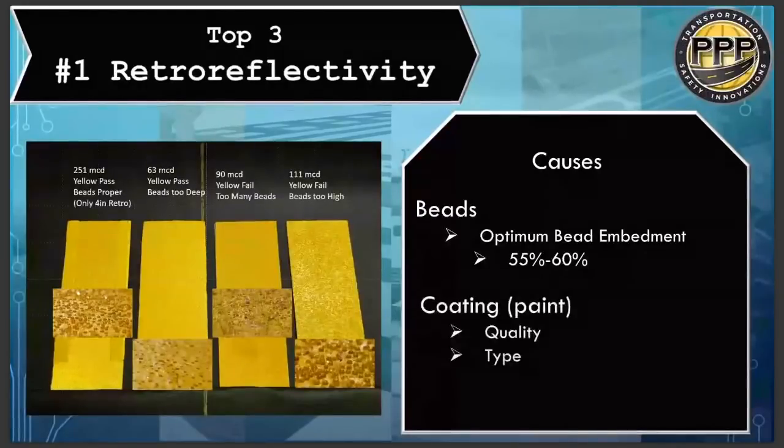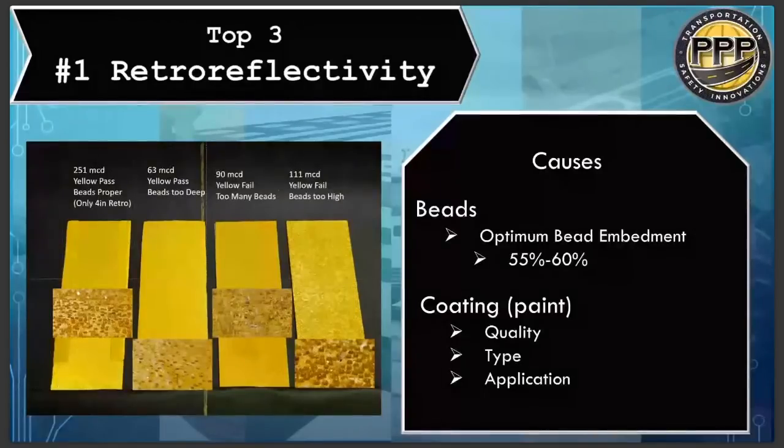Thanks, Greg. Some of the other causes for retroreflectivity certainly are the coating itself. You really have these two fundamental parts of any marking system. It's the binder or the coating, and the reflective media or glass beads that you put in it. So the things that affect the coating, certainly the quality. I'm telling you right now, and you probably know this if you've worked with multiple paint manufacturers, not all paints are created equal. There are good ones and there are bad ones. That pretty much goes for anything, but paint is no different. Certainly the paint type and application.